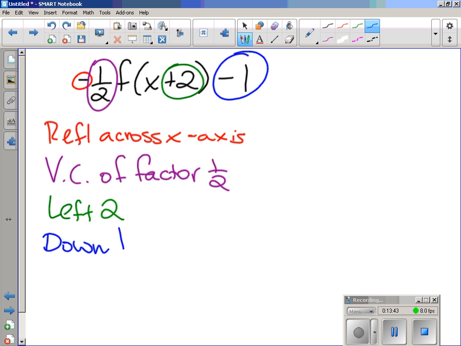Okay, so in this objective, you're just using function notation and identifying transformations either from a verbal description or from something that's already written in function notation, and you're identifying which transformations they wrote. So hopefully this will help you with objective 2.